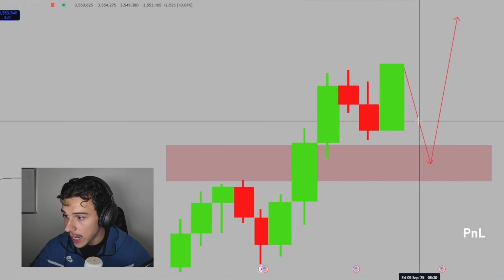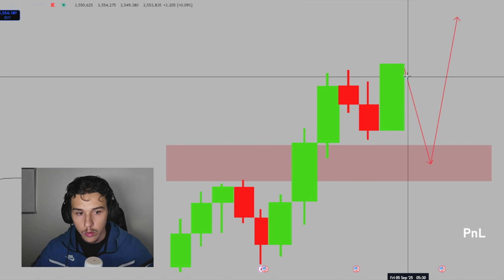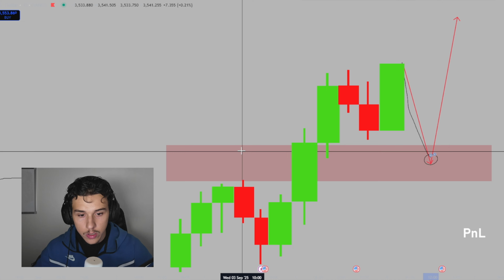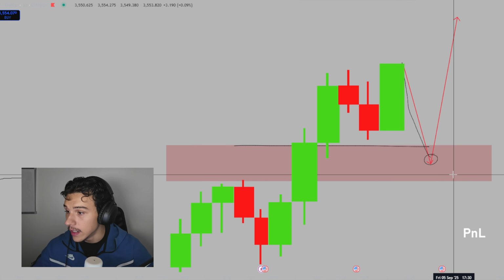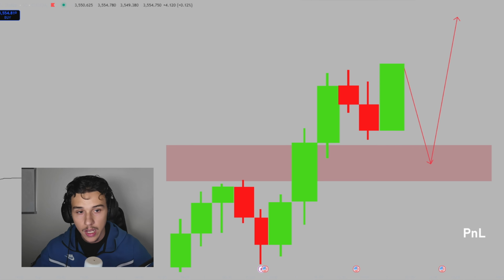But 80% of the time, price cannot push up because it has unfilled orders down here, aka liquidity. So what price needs to do is come down, fill these orders. Once it has filled these orders, then it can continue in the direction it wanted to. So what you do is you capitalize on that. You mark that area up.